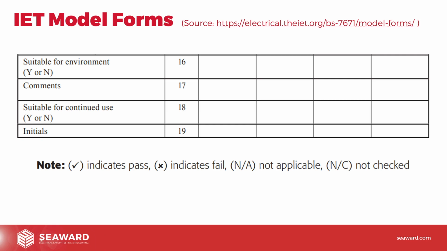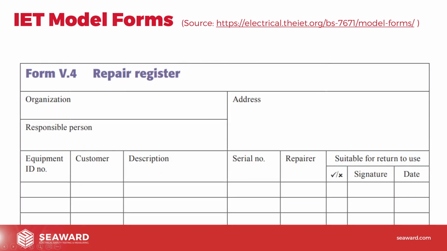So those two, the equipment register and the test and inspection forms, are really the main two that you need, and they're the two that you really need to get familiar with. There are others, however, that you may want to include as a duty holder. So, a repair register. A repair register is, as the name says, effectively a register of any equipment that is repaired or is put in for repair.